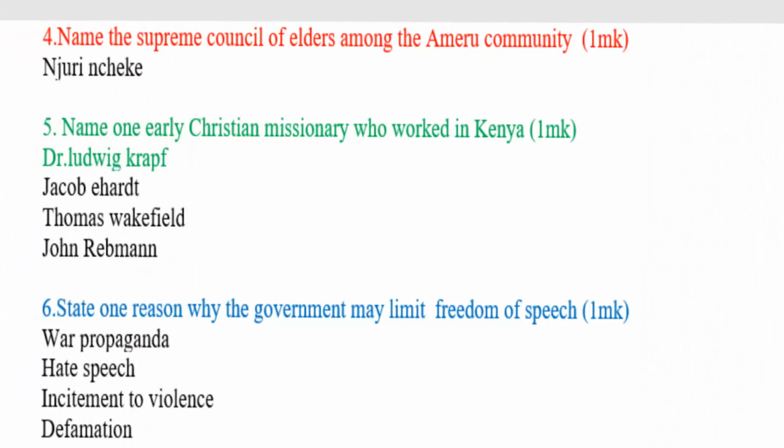Question number four, name the Supreme Council of Elders among the Ameru community. The Supreme Council of Elders among the Ameru was Njuri Ncheke. Question number five, name one early Christian missionary who worked in Kenya. Number one, we have Dr. Ludwig Krapf, we have Jacob, we have Thomas, we have the last one, John Rebmann.